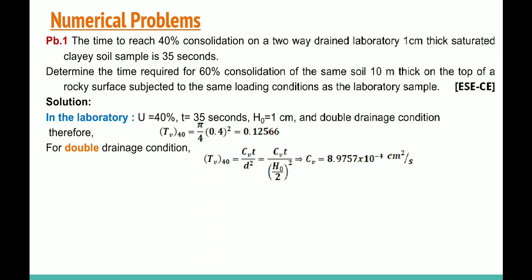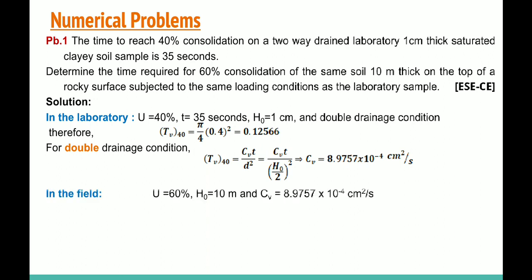So by putting all these values, we get the Cv value, coefficient of consolidation, and that we get 8.9757 into 10 to the power minus 4 centimeter square per second, right? So the same soil occurs in the field, and the same soil we have taken as a sample to do the test in the laboratory. So we can apply the same Cv value in the field also. Cv value will be the same for the laboratory and this field because the soil is the same. Okay. If another soil sample we had taken, we could not apply this relation. Are you getting my point?